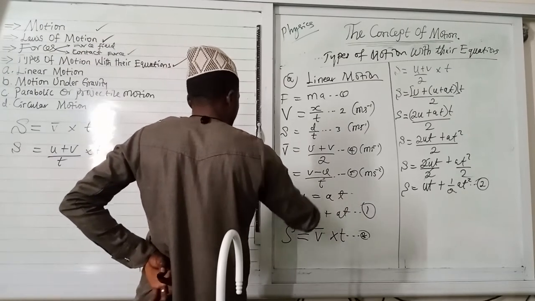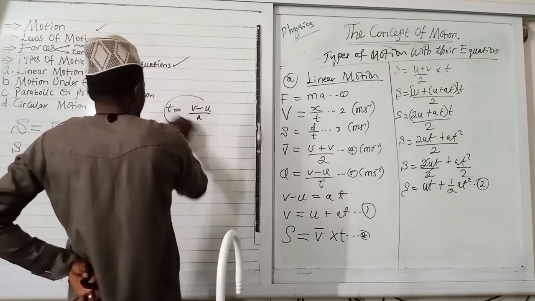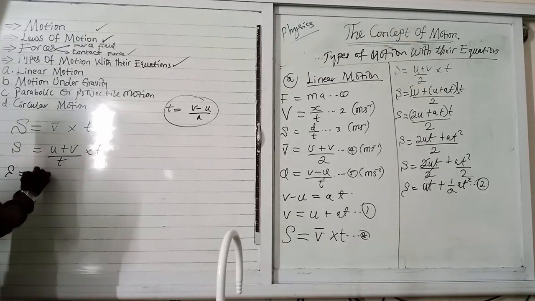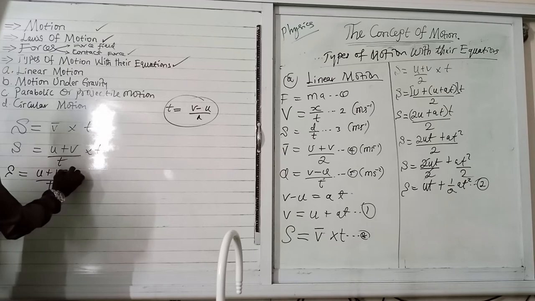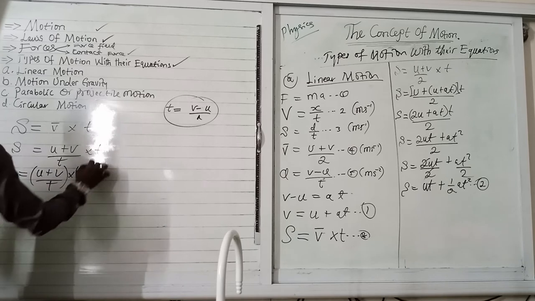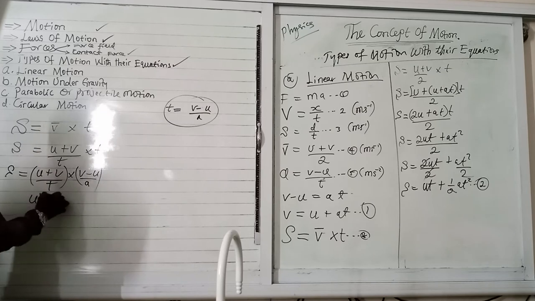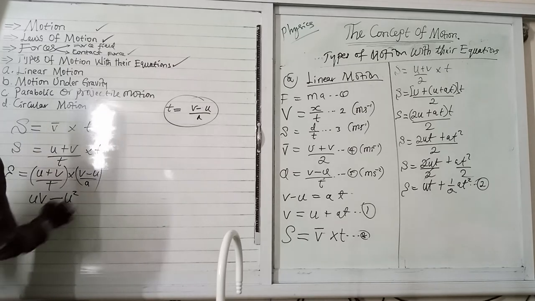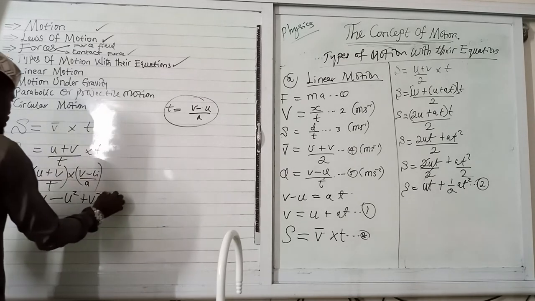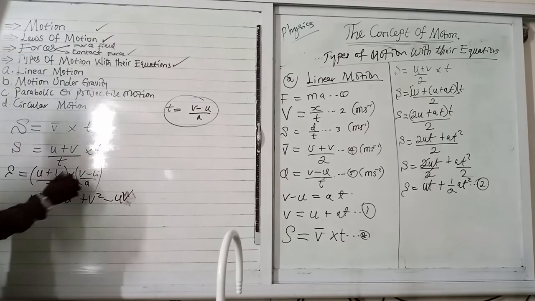From here, you can divide both sides by A, so that your T is equal to what? V minus U divided by A. So we are going to substitute this in place of this place. So we know that our S is equal to (U plus V) divided by 2, times (V minus U) divided by A. If you work it out, U times V, you have UV, U times minus U, you have minus U squared, and this, you have plus V squared, and then minus UV, this and this.